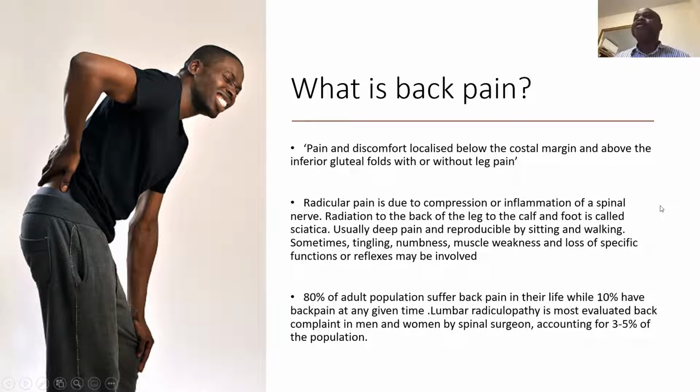If it goes to the leg, we call it a different name, radicular pain, which could be because of inflammation or compression of the nerves, and it radiates to your legs or to your calf muscle, which is the back of your legs. This pain could be reproducible by sitting or walking. And sometimes you could have tingling and numbness and muscle weakness and loss of specific functions, depending on which stage we are.